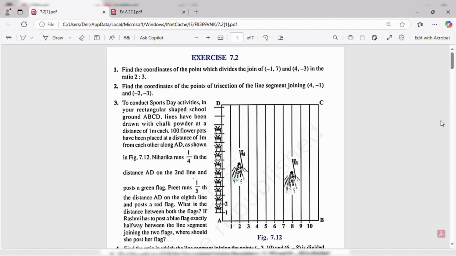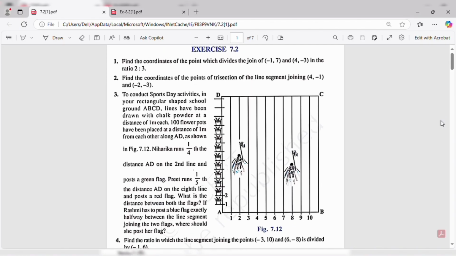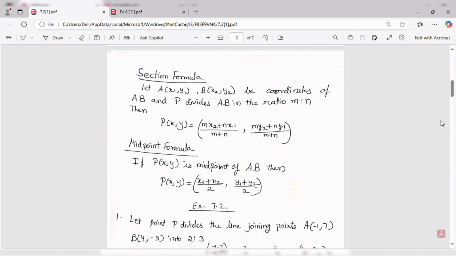Today we are going to deal with exercise 7.2. In this exercise we will do questions related to the section formula. As discussed earlier, the section formula is used to find the coordinates of the point which divides a given line segment in a fixed ratio.